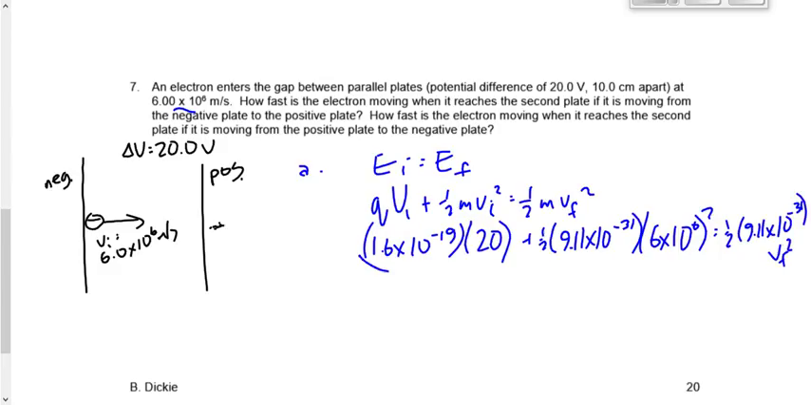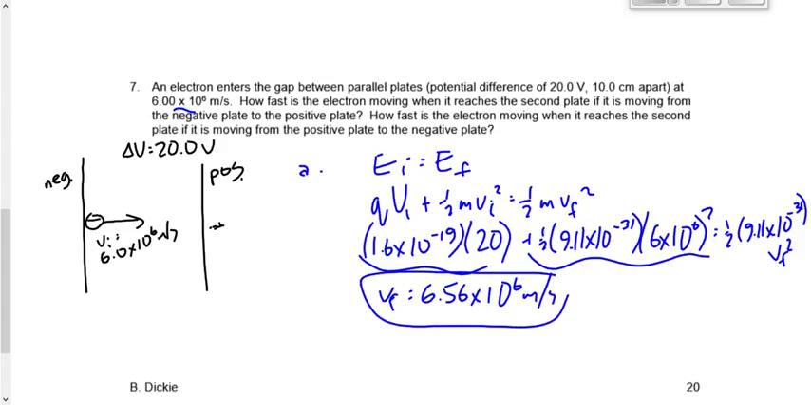So get this number, add them together, multiply by 2, divide by 9.11, and then square root it, and you're going to end up with a VF of 6.56 times 10 to the 6 meters per second. That makes sense, right? Because it's faster. We said it was speeding up. The final speed is faster than the initial speed.